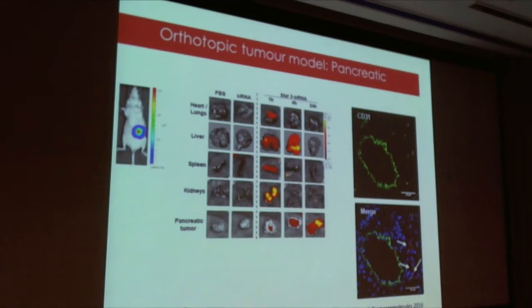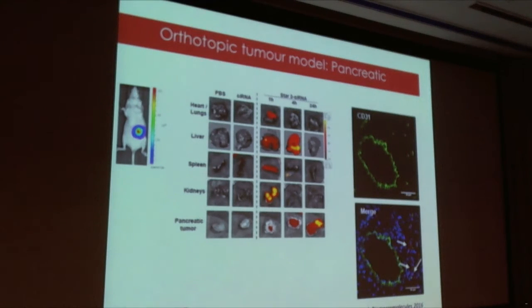It's been validated, and this is where we used some star PEG particles delivering siRNA, just looking at biodistribution. You can see the heart and lungs, 1 hour, liver, spleen, and the kidneys. And also the liver still retained at 4 hours. But you can see by 24 hours, most of the organs had cleared out the signal, but the pancreatic tumour was still retaining a lot of the signal. So this was quite exciting for us because, like I said, this is a very stromal-rich cancer.